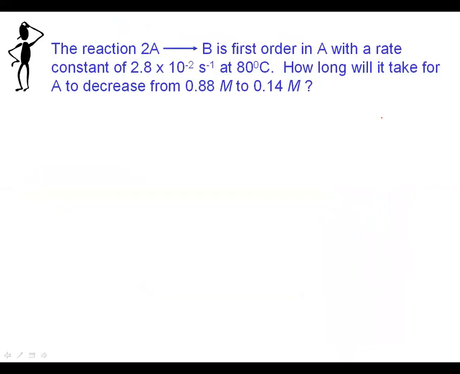All right. So here, the reaction is first order in A. It has a rate constant of 2.8 times 10 to the minus 2. How long will it take for A to decrease from 0.88 molar to 0.14 molar? Why don't you take a minute or two and see what you come up with.